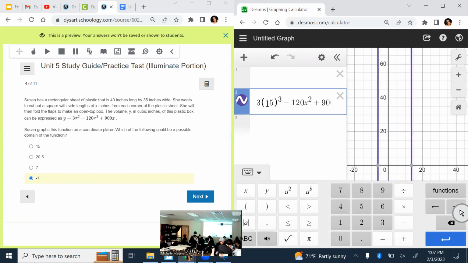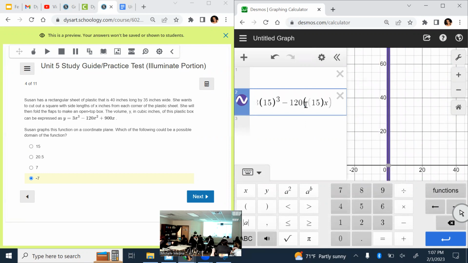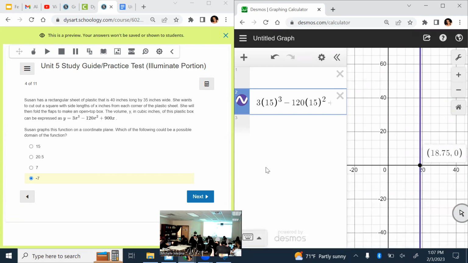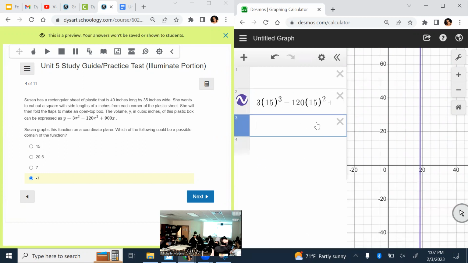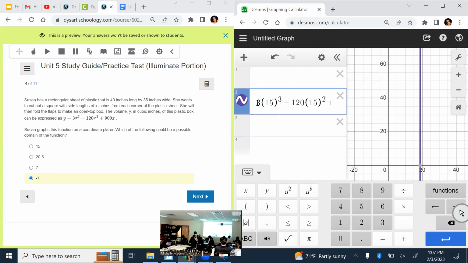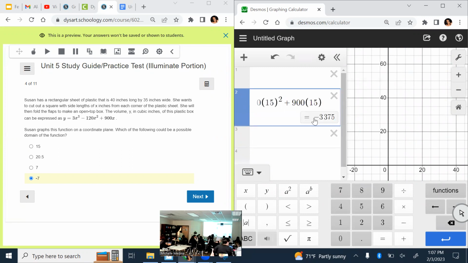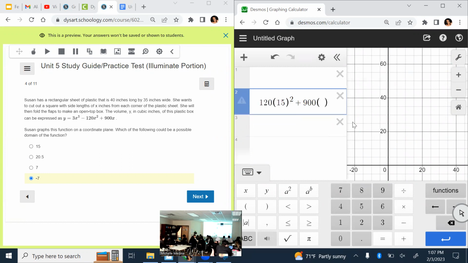So like if I plug in 15 for the x, my answer is 18.75. Hold on. I still have one more x. Hold on. So would this make sense for my volume to be negative? So then it's not going to be A, because that gives me a negative volume and that doesn't make sense. So then you plug in the others.